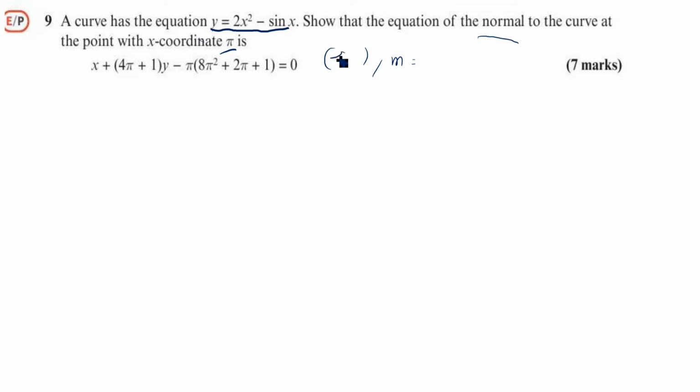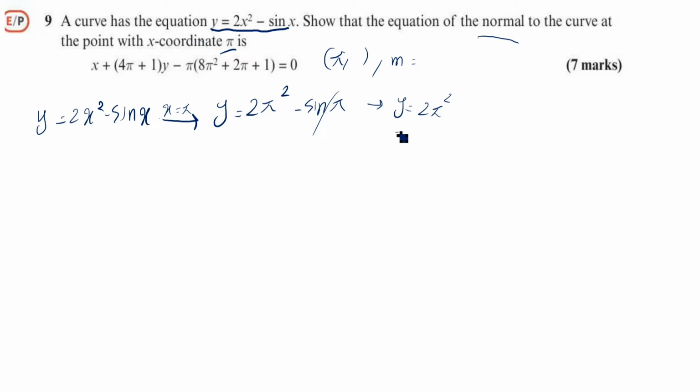So the question has given us the x coordinate of the point, but we need to find the y coordinate by ourselves, which is so simple. So we have the equation which is y equals 2x squared minus sine x, and we need to know the y coordinate at x equals pi. So it's going to be 2 pi squared minus sine pi, and sine of pi is 0. So it's just going to be y equals 2 pi squared. So now we have the coordinates of the point, which is pi and 2 pi squared.